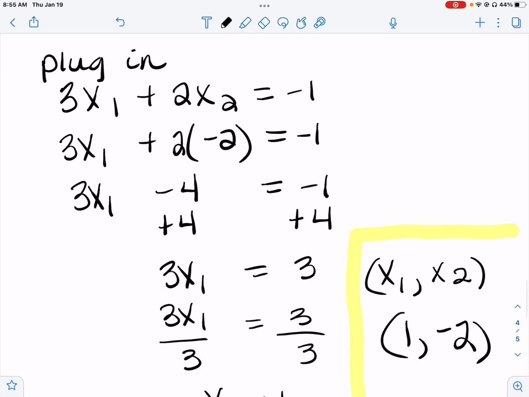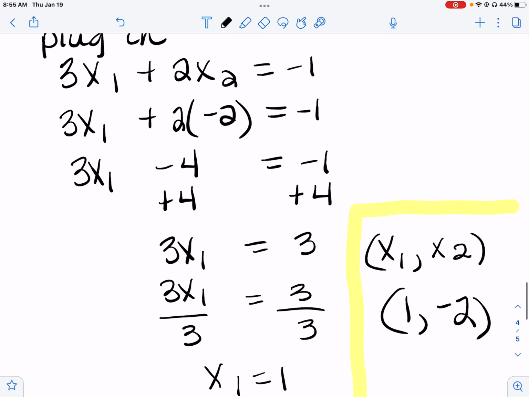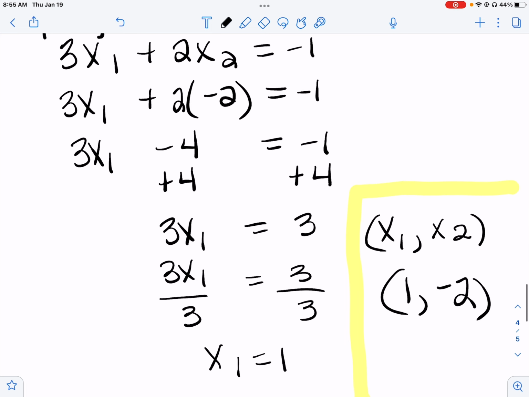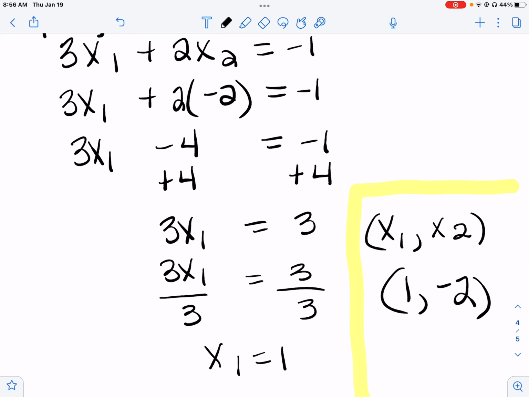Go back and plug into an equation. We're plugging in -2 for x2. 2 times -2 is -4. We would add 4 to get x1 by itself and divide by 3. We get x1 equals 1.